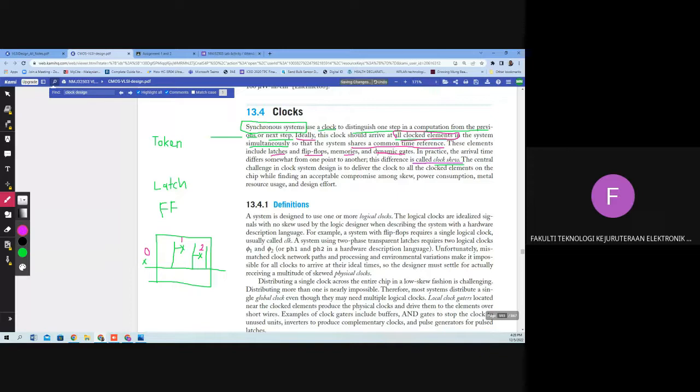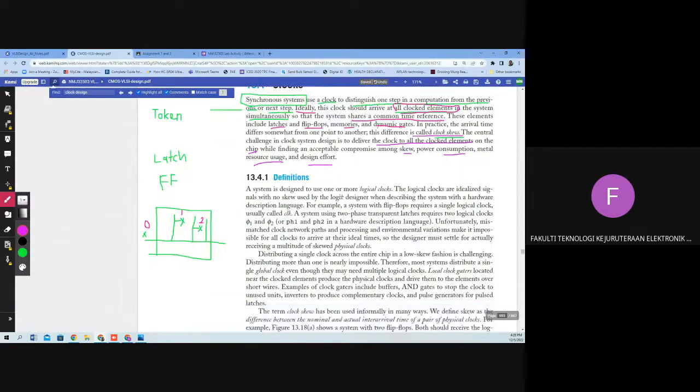That's the central challenge in clock system design: to deliver the clock to all clock elements. That's the main challenge on the chip, while finding an acceptable compromise among skew, power consumption, metal resources, and also design effort. That's the key point that we need to consider as a designer, as an ASIC designer.